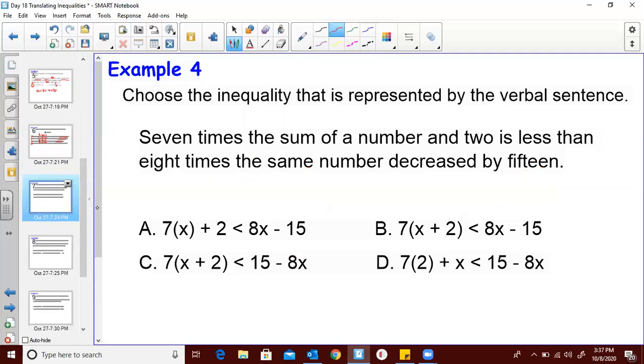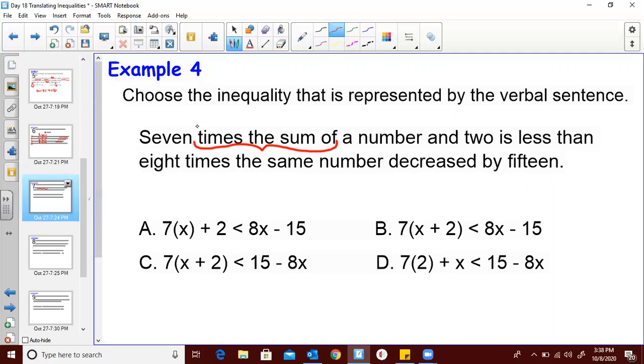All right, 7 times the sum of a number and 2 is less than 8 times the same number decreased by 15. So in another video, I refer to this as like a red flag statement, right? So we have 7 times the sum of, right? 7 times the sum of.